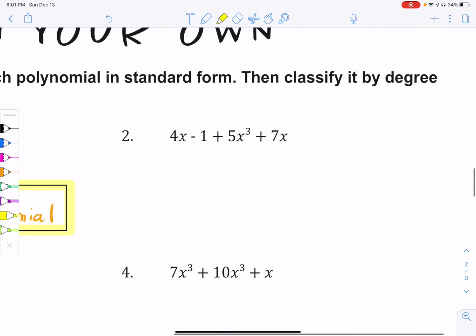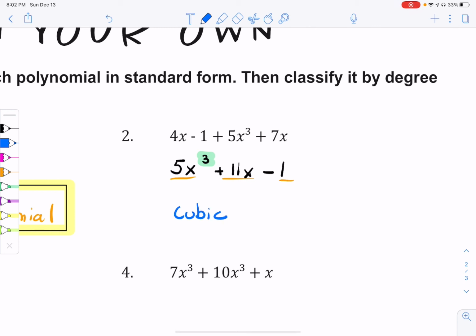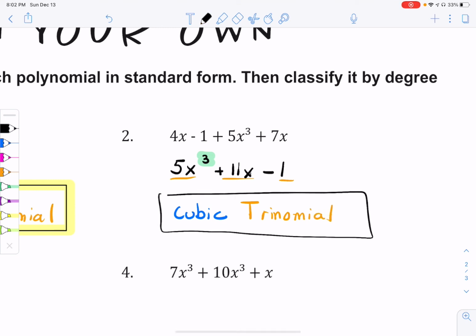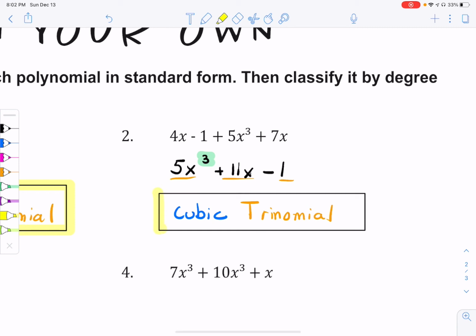And number 2, if we were to write this in standard form, we have 5x cubed. We need to combine our like terms. We have 4x and 7x, which makes 11x, and then minus 1. Degree of 3, 3 terms. That's going to be a cubic trinomial. And please try to do 3 and 4 by yourself. Like I said, the answer key is on the note sheet posted on my website.